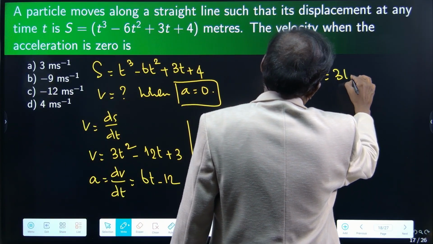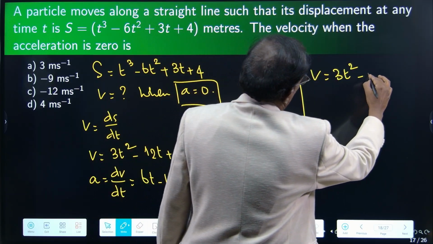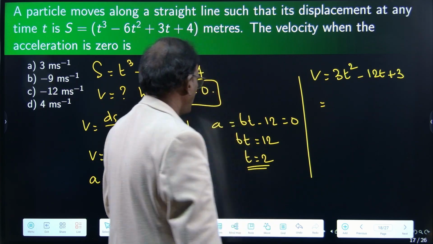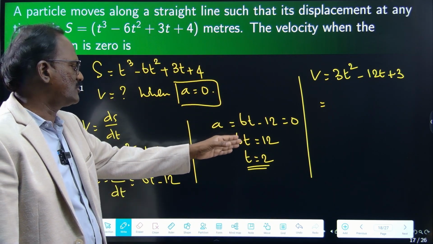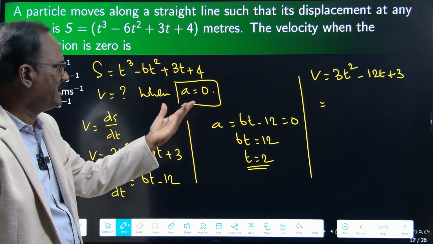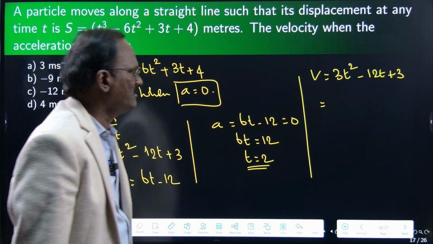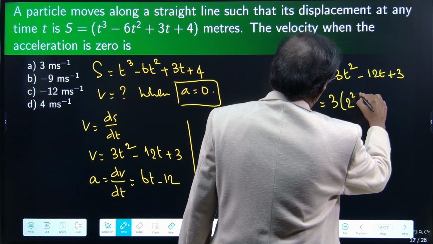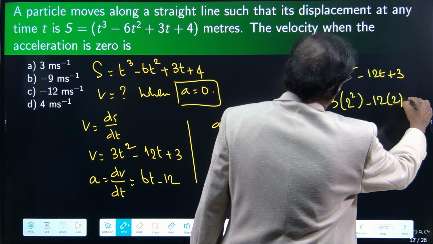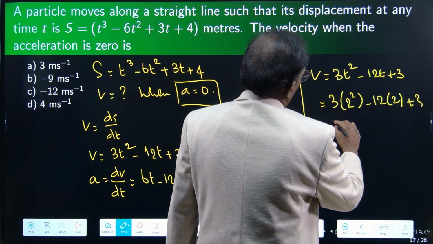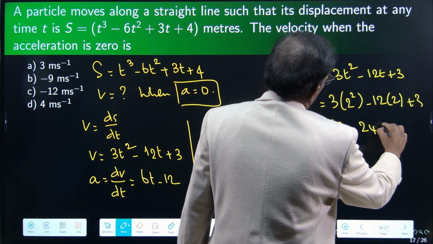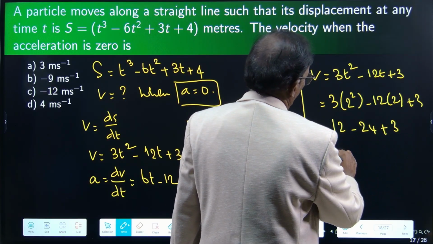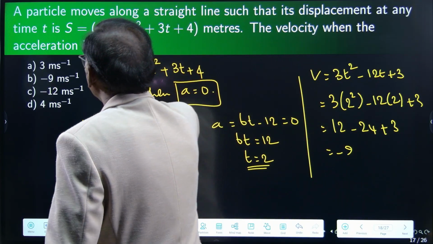V is equal to 3t square minus 12t plus 3. A is becoming 0 at t equal to 2. When t is 2 seconds, a is 0, so we are finding the velocity at that particular time. 3 into 2 square minus 12 into 2 plus 3. It is 12 minus 24 plus 3. 12 minus 24 is minus 12, plus 3 is minus 9. Minus 9 is the answer. Option B.